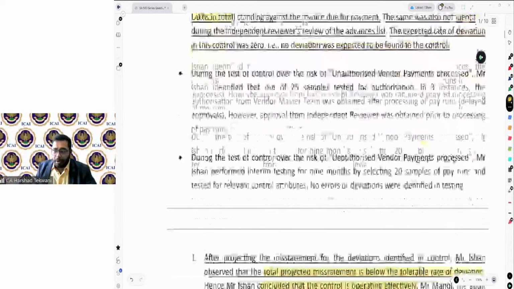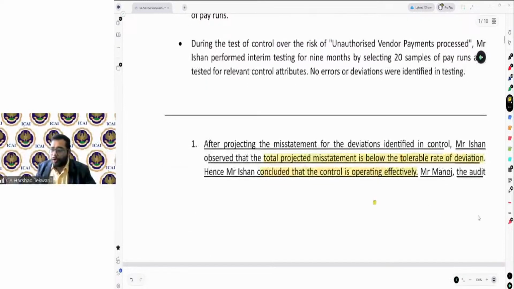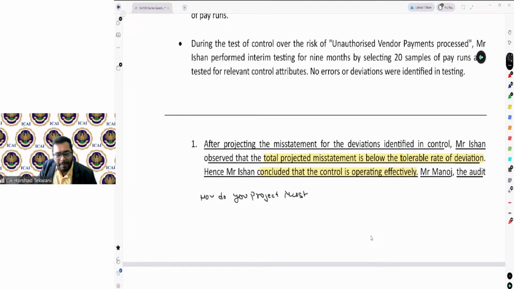First of all, before I go to the answer, I want to ask another question. How do you project misstatements in test of controls? Okay. So if you identified any misstatement during test of controls, how will you project the misstatement?